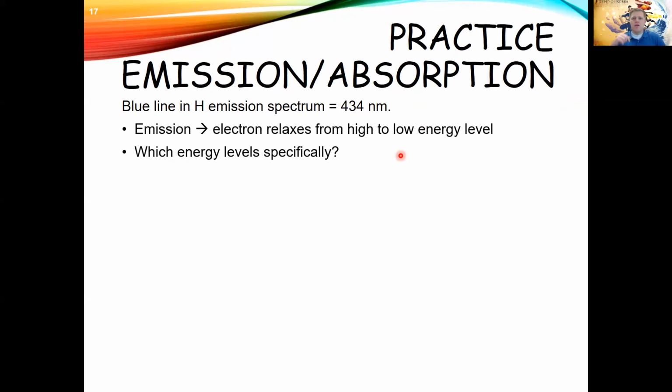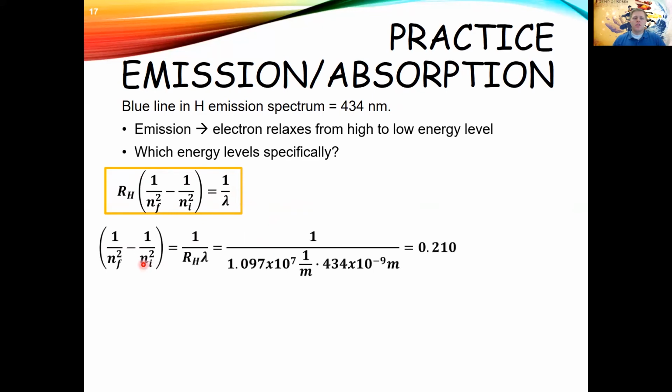To figure this out, we're going to have to use Rydberg's equation. So Rydberg's equation, right, R_H times (1 over the final quantum number squared minus 1 over the initial quantum number squared) is equal to 1 over lambda. Now to figure this out, we're going to try and isolate our quantum numbers here. So we're going to divide by the Rydberg constant, and we get this whole big thing in parentheses equal to 1 over the Rydberg constant times lambda.